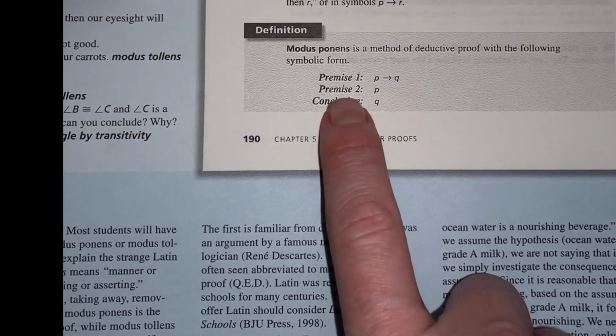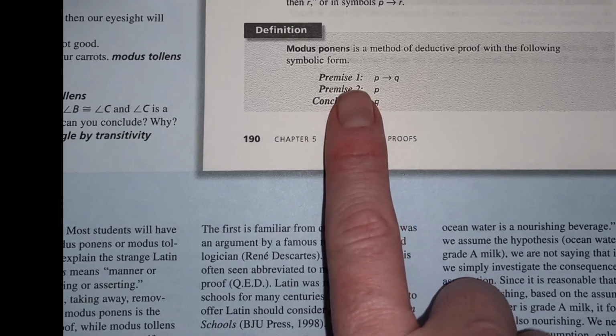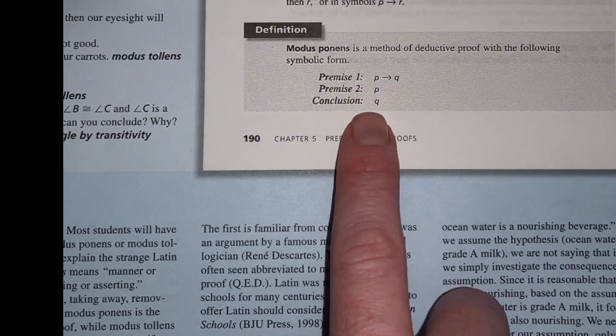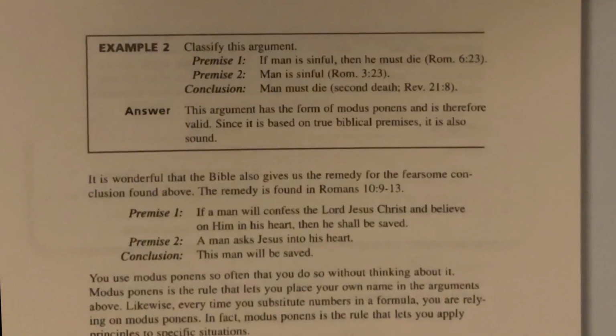So if they ask you, well, what is the premise? You say P, if V is midpoint of ST, and then the conclusion would be Q, or in the earlier case, SV equals half ST.